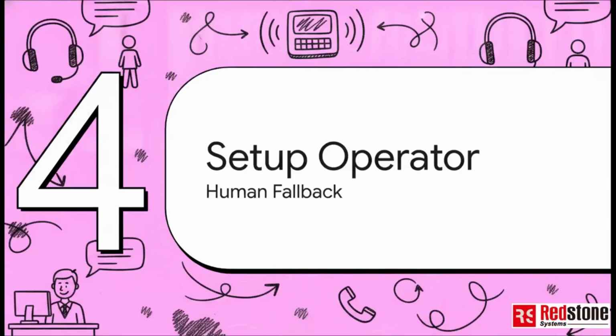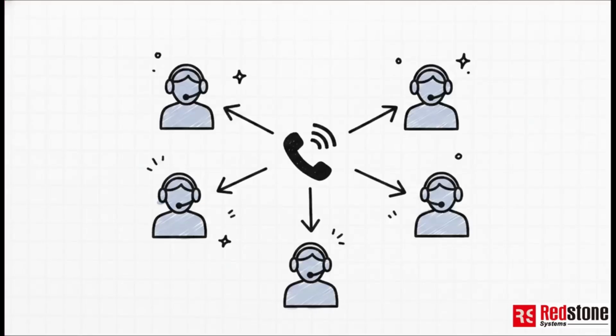And that brings us to our 4th and final building block, setting up the operator. You'll find this under Basic Settings, then Auto Attendant. By default, the system looks for extension 200 to act as the operator, and callers can reach them simply by dialing 0. Now, what's really interesting about this operator setup is that you aren't limited to just one person. You can actually assign up to 5 different extensions to act as the operator simultaneously.